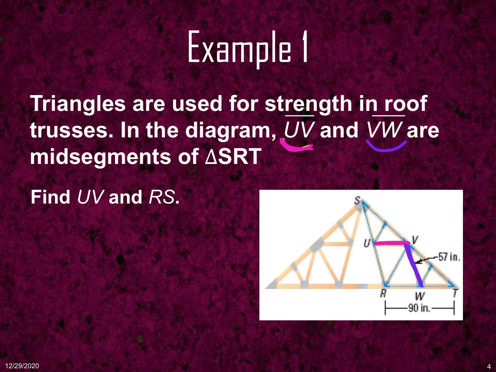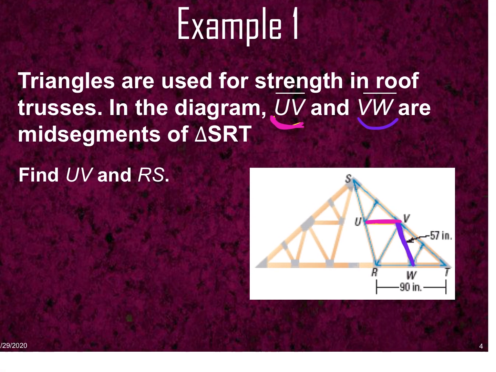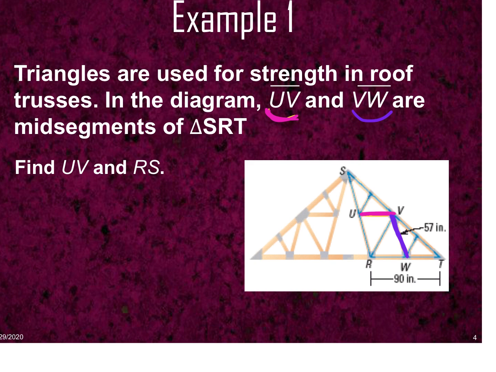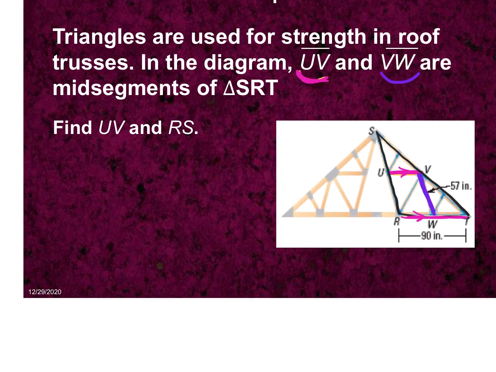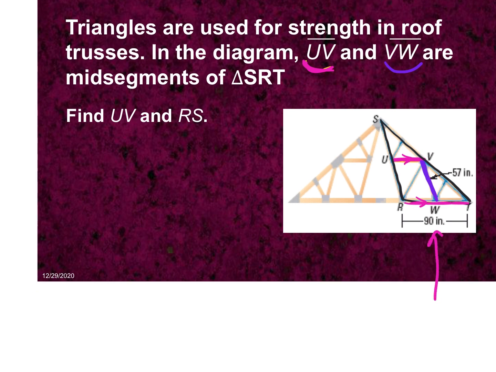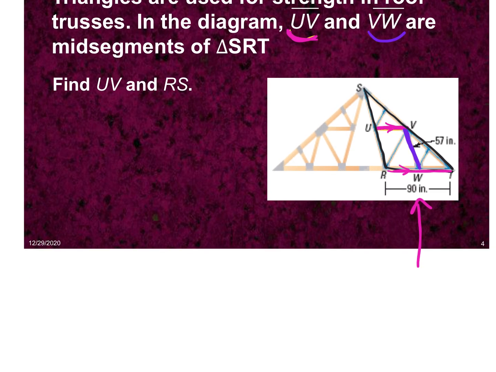So now, what they've given us is, this is the triangle we're looking at right here, SRT. And notice the side of the triangle that is parallel to UV is this side RT here. And remember, when you're given the side of the triangle and they want you to find the length of the mid-segment, all we need to do is take this length, 90, and divide it by 2.